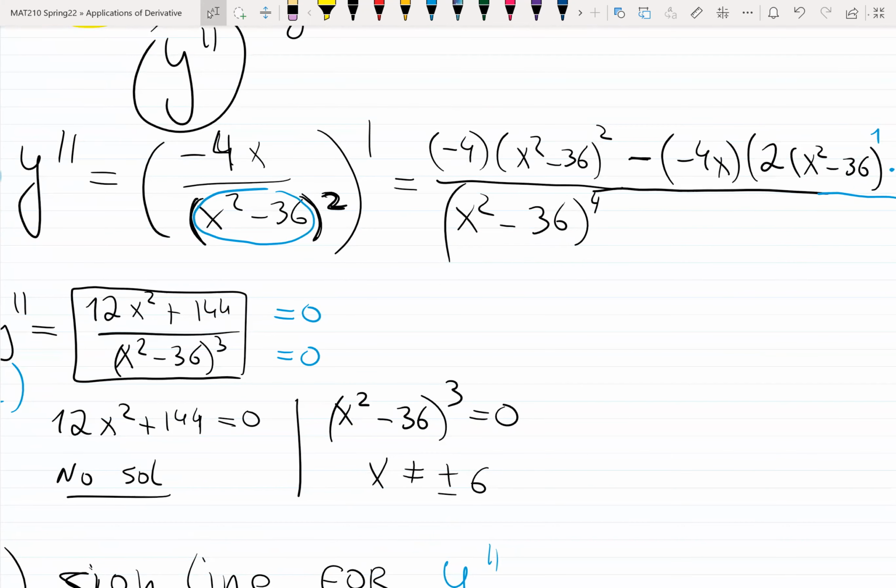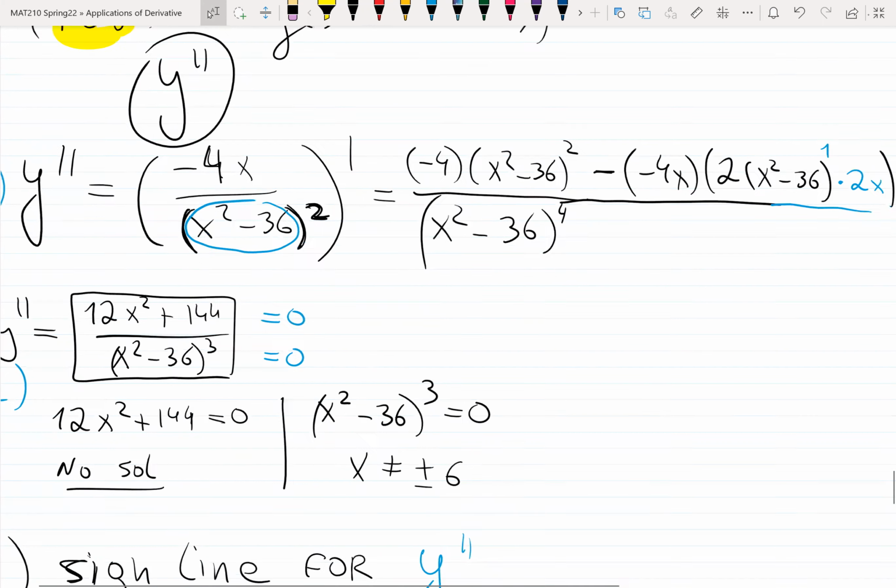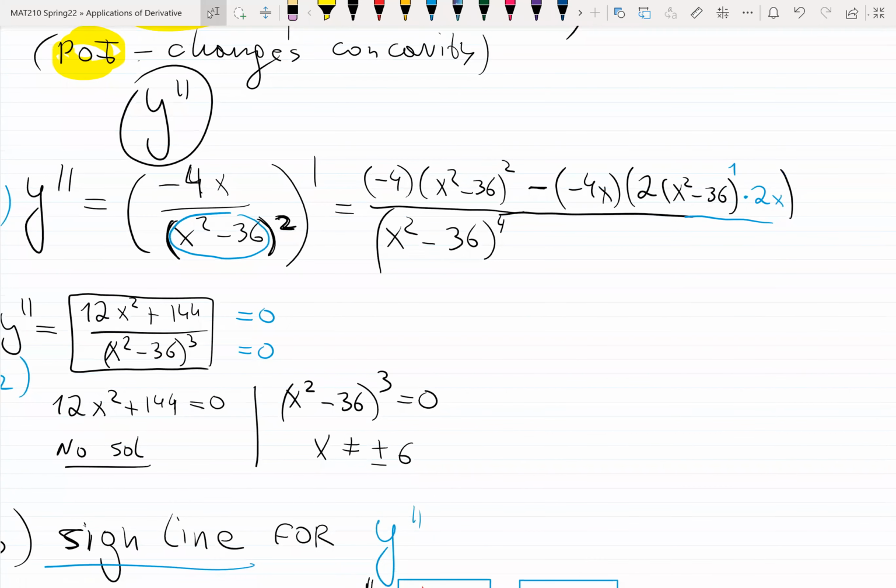You can do product rule if you want with chain rule, but it is either or. The answer will be correct. That's a very smart idea. There's a point in the chat that you can actually rewrite this as -4x times (x squared minus 36) to the power of -2. Now it's product rule instead of quotient rule.